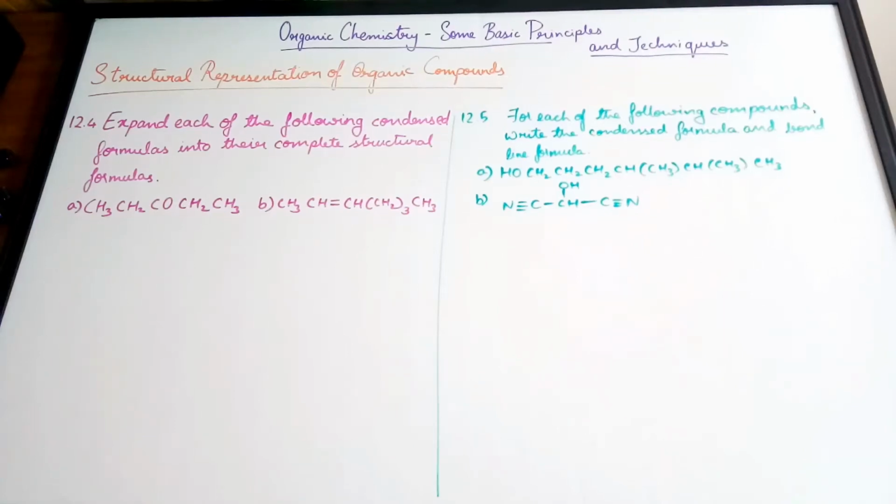In the previous video, we had discussed the structural representation of organic compounds. That is, we talked about the structural formula, the condensed formula, as well as the bond line formula. In this video, we are doing the in-text questions. The first one: expand each of the following condensed formulas into their complete structural formula. So the structural formula will basically have all the atoms and their respective bonds.